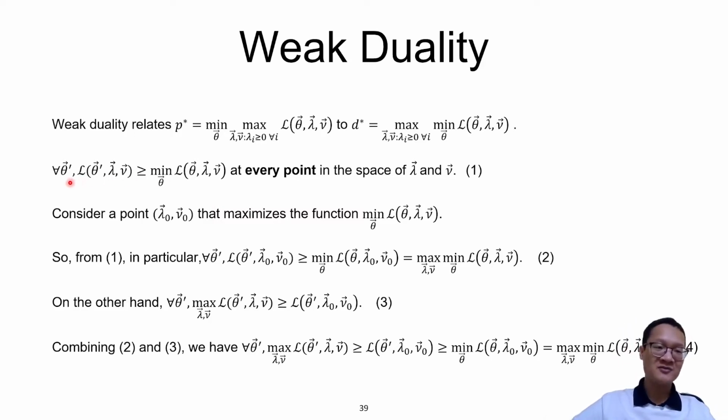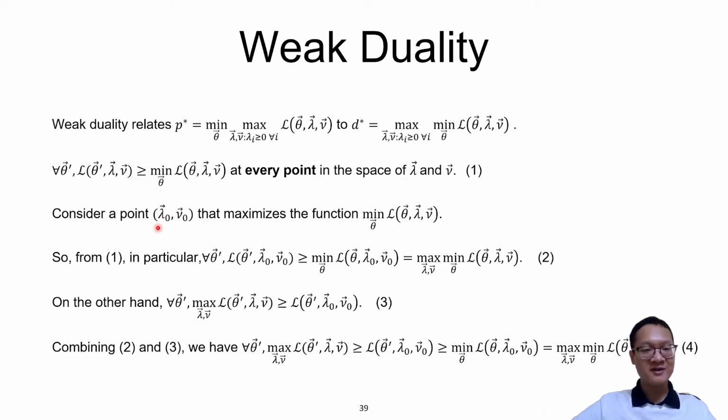So the first fact we used was for any theta prime, which is the first argument, L of theta prime, lambda, and nu is always greater than or equal to minimizing over theta for the same function, right? So this is kind of the meaning of min. And this is true no matter what you choose for the other variables, right? So regardless of any value that lambda and nu can take on.